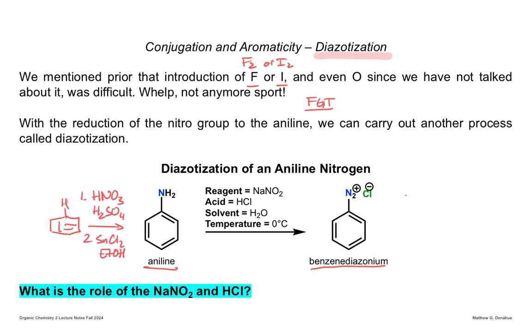And so the first step in diazotization is to make a reactive intermediate called a benzene diazonium. And this is actually a salt where the N2 is positively charged and then it's balanced off by an anion, in this case chlorine. So the reagents to do this use sodium nitrite in the presence of hydrogen chloride or hydrochloric acid, a solvent of water, and we keep the temperature at 0 because this is a pretty reactive intermediate.